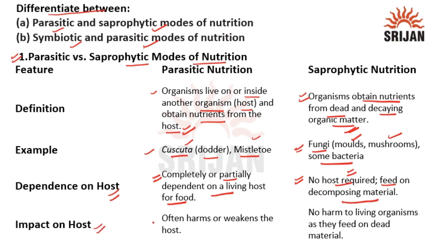In parasitic nutrition, the organism often harms or weakens the host. In saprophytic nutrition, organisms do not harm living organisms as they feed on dead material, while in parasitic nutrition, organisms often harm or weaken the host.